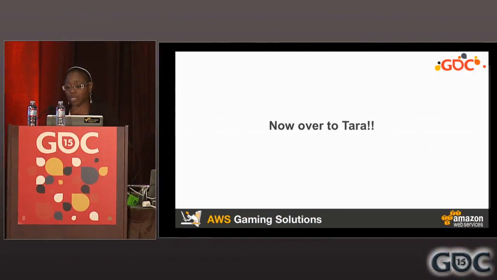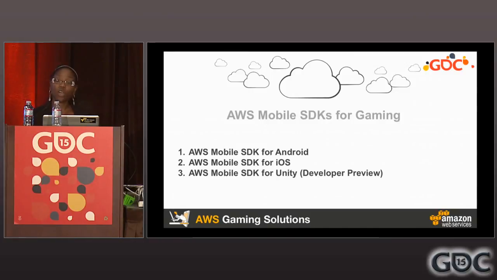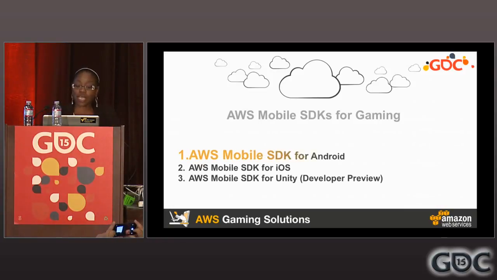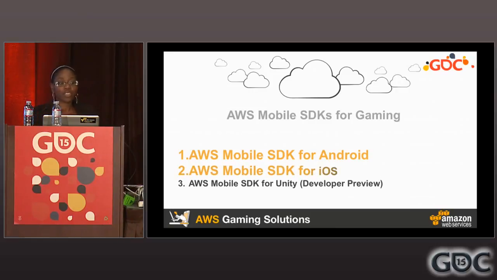So he talked about such great things. That's wonderful. He set it up perfectly for me. Now, how do we implement this? So AWS Mobile SDKs, there are three of them, as he mentioned. There is the AWS Mobile SDK for Android. He talked about that. There's the AWS Mobile SDK for iOS.